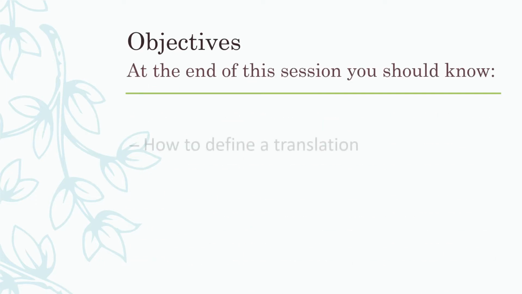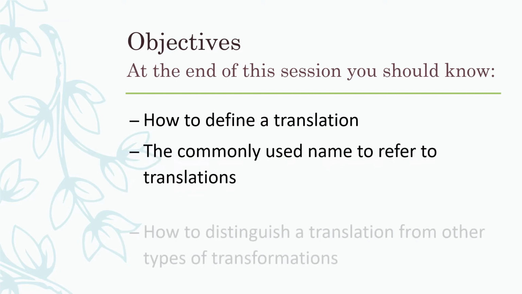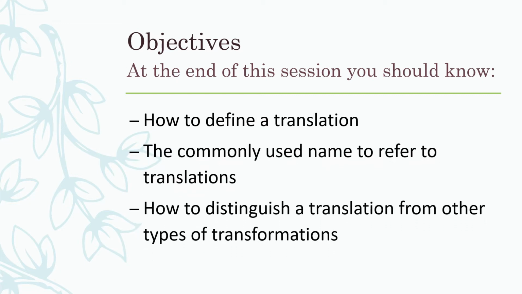Now let's take a look at the objectives for today's lesson. By the end of today, you should be able to define a translation. You also need to know the common name used to refer to translations and how to distinguish a translation from any other type of transformation. So once we get through today's session, these are the 3 key things you need to know about and you should be able to understand and explain.